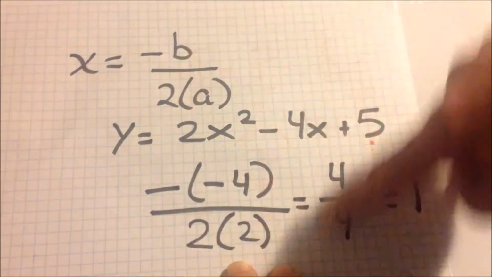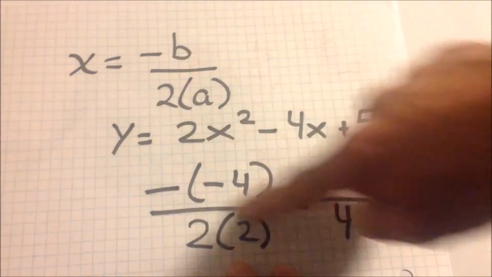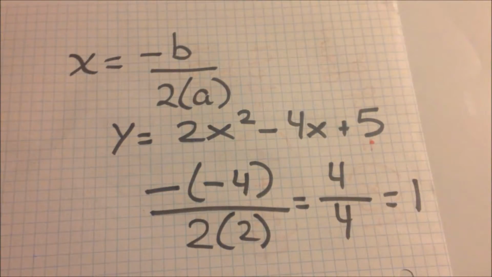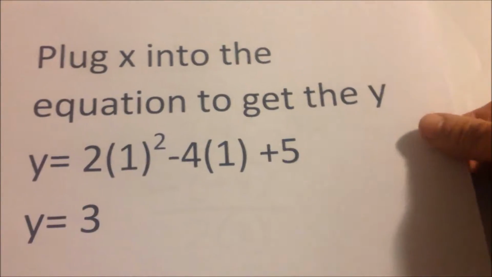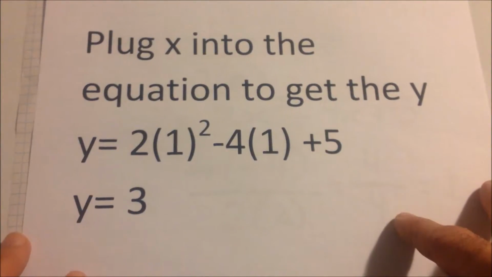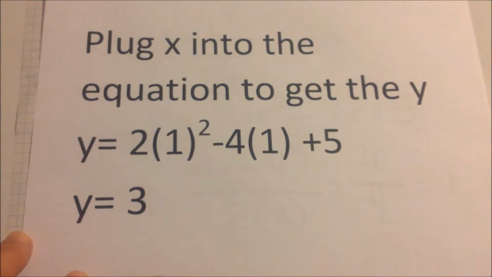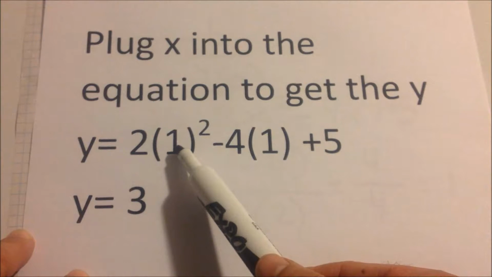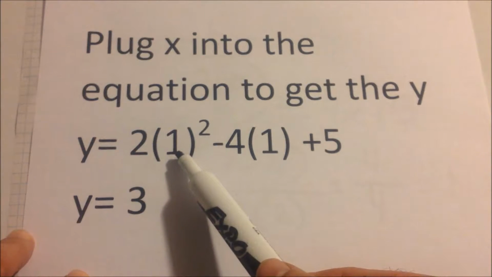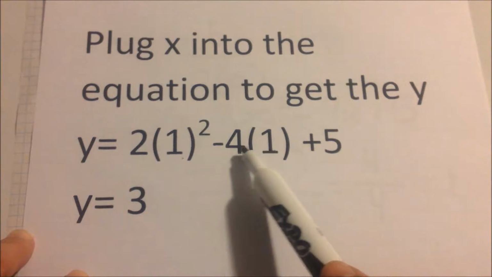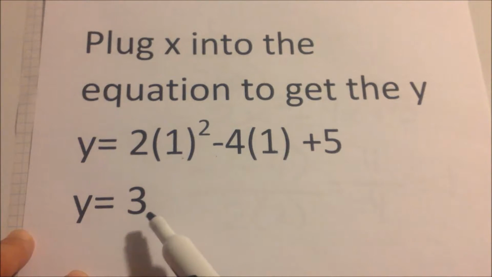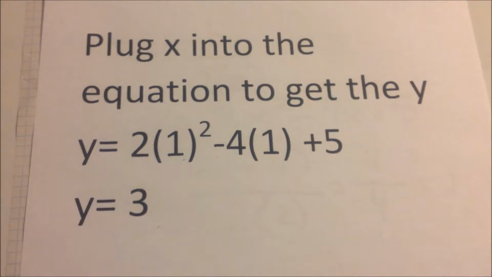So right here, this formula gives us the axis of symmetry, which is 1. Again, take that 1, plug it into the original equation, and you'll get y. So we had 2 times x. X we know now is 1. 1 squared is 1. 4 times 1 is 4. Don't forget that negative sign. Plus 5. And if you did all that, you'll get 3. So the vertex is 1, 3.